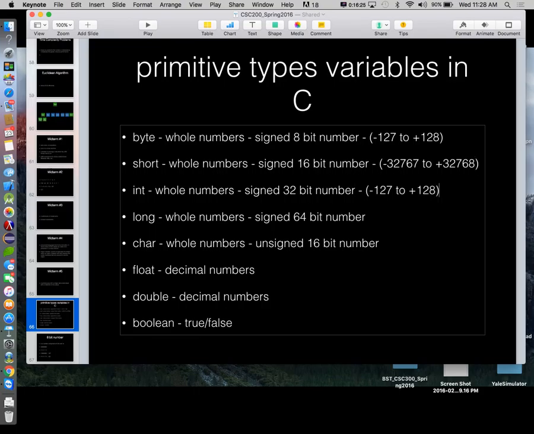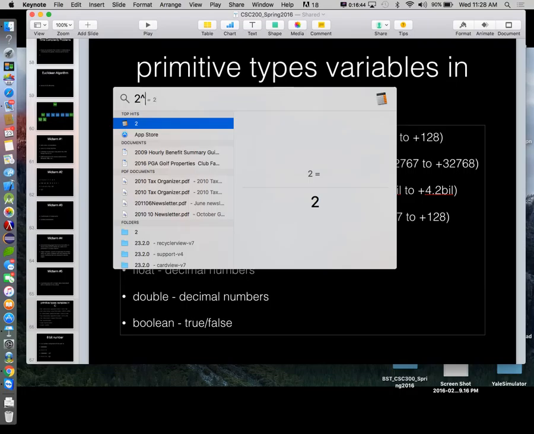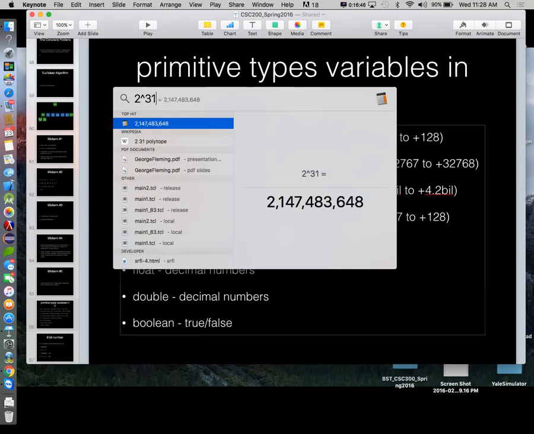Okay, an int, this is negative 4.2 billion to positive 4.2 billion. That is plus or minus 2 to the 31st power. And so if you want to see that, here's 2 to the 31st. So that's what I estimated to be 2.2 billion. 2.147 billion is the actual value.